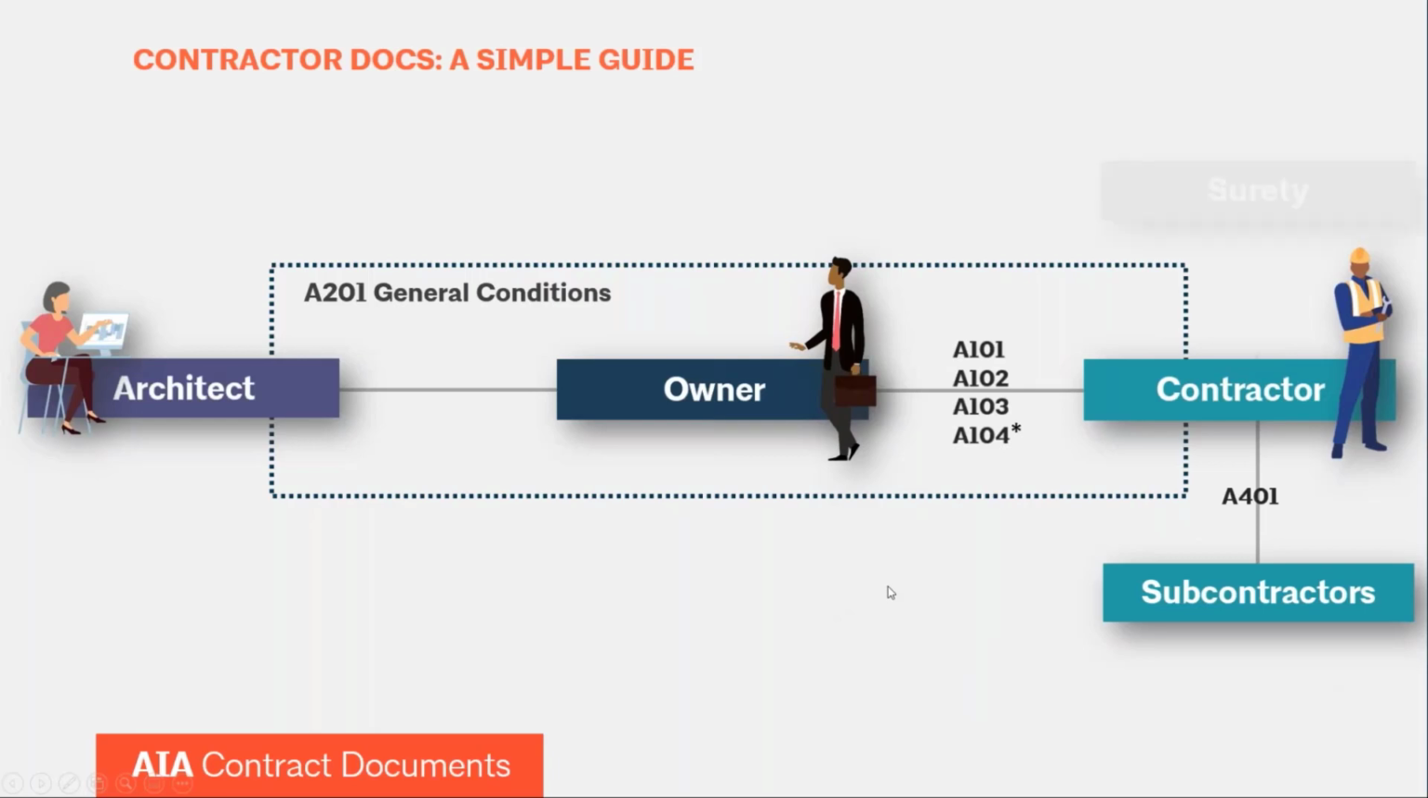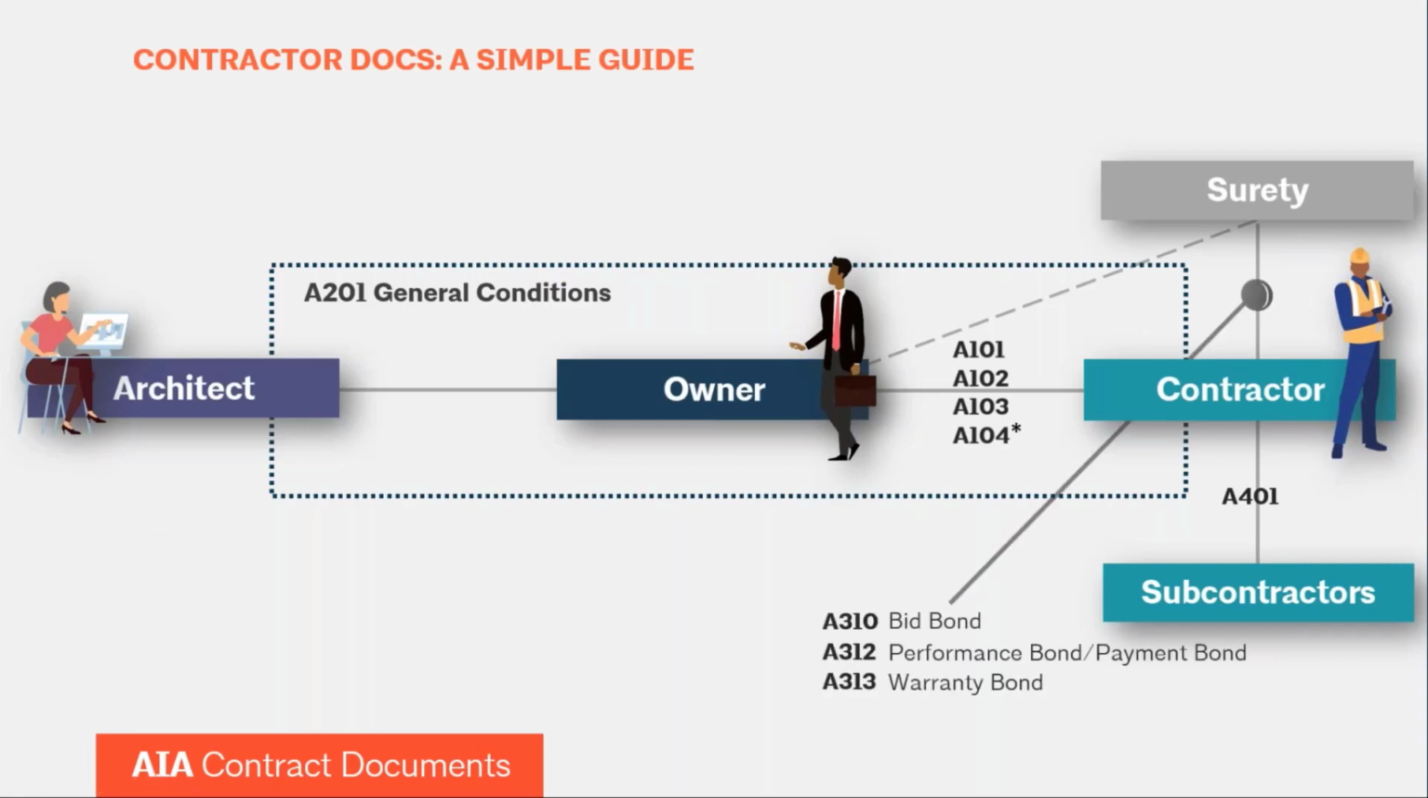And then there also may be a surety that's involved, a surety being a party that agrees to make payment to the owner in the event of non-performance by the contractor. We have a few bond forms to define that relationship. So the A310, the A312, and the A313 are going to ensure fulfillment of the bid, performance, payment, and any warranty obligations. And these forms can be used in conjunction with each other.